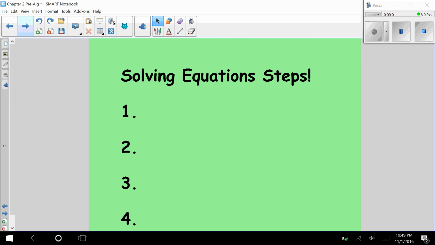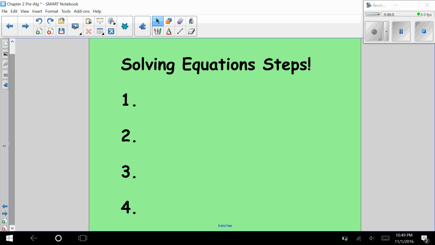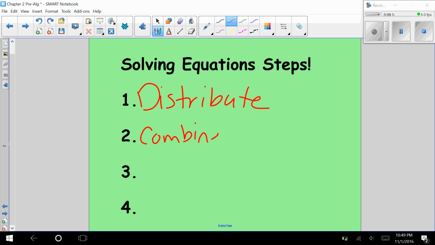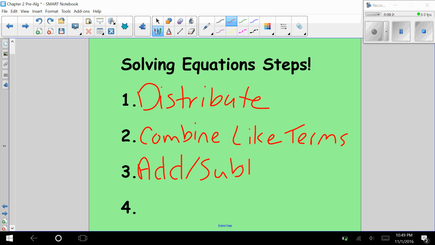So our steps to solve equations, we have 4 steps now. Our first step is distribute if necessary. Our second step, combine like terms on the same side of the equal sign. Our third step is going to be to add or subtract to start isolating our variable. And our last step will be multiplying and dividing.